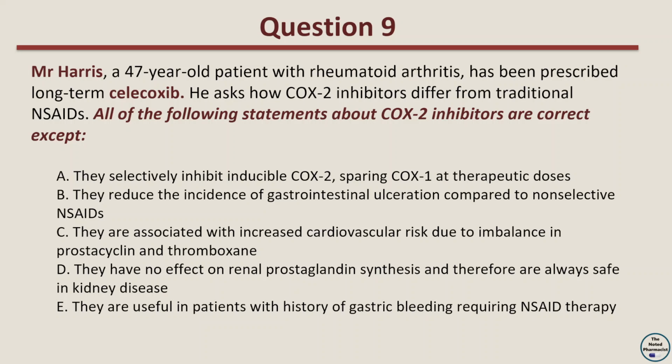Option B. They reduce the incidence of gastrointestinal ulceration compared to non-selective NSAIDs. Option C. They are associated with increased cardiovascular risk due to imbalance in prostacyclin and thromboxane. Option D. They have no effect on renal prostaglandin synthesis and therefore are always safe in kidney disease. Option E. They are useful in patients with history of gastric bleeding requiring NSAID therapy.